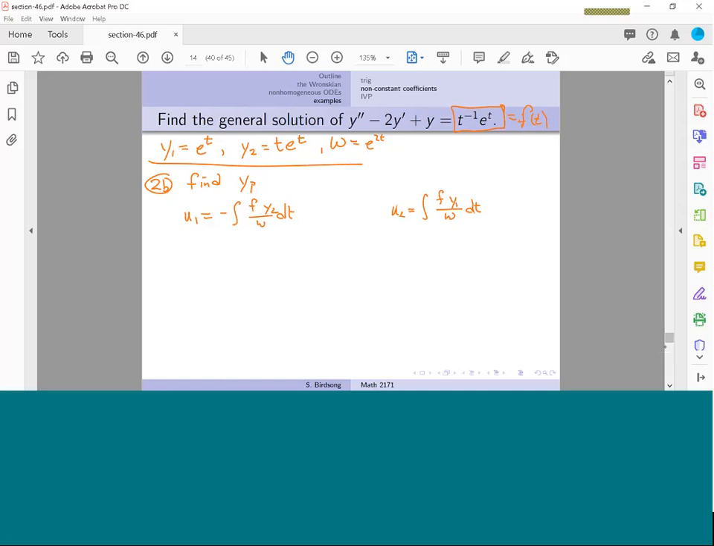Here's hoping that everything now fits in there in the appropriate way. All right, so if we go ahead and plug in, negative stays the same, integral stays the same. The f is the adjusted f, so this is t raised to the negative 1 e^t. Then we have y2. Y2 is what? Y2 is t e to the t. We want to find our Wronskian, and our Wronskian was e to the 2t.